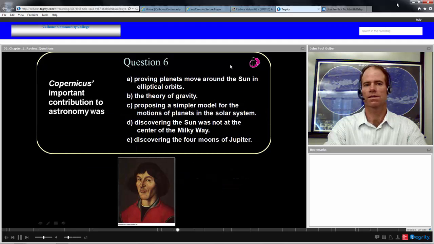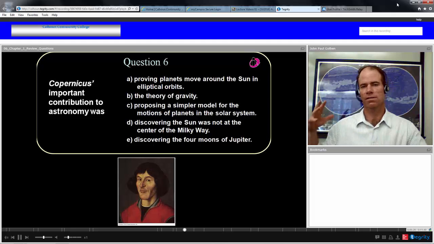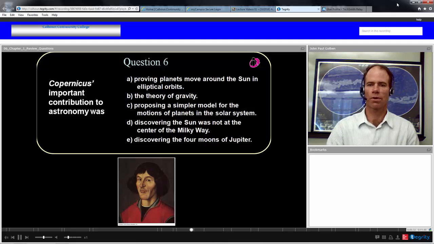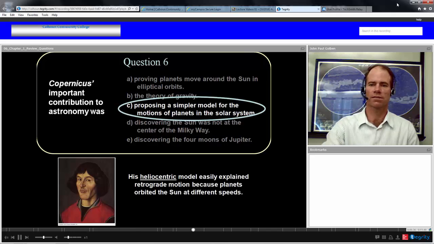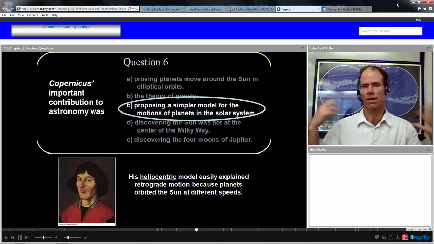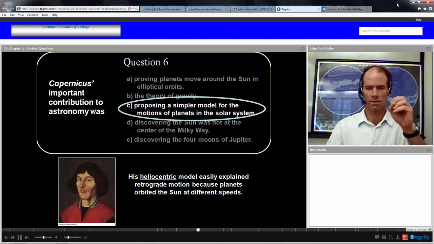Question number 6. Copernicus's important contribution to astronomy was, well, as we discussed, Copernicus proposed the heliocentric model, the sun-centered model of the solar system, where the planets went around the sun in more or less circular orbits. So his contribution was to propose a simpler model for the motion of the planets in the solar system, because this model didn't have as many epicycles. It didn't have this epicycle upon epicycle problem. It just had a small epicycle because he assumed that the orbits were circular and not elliptical.